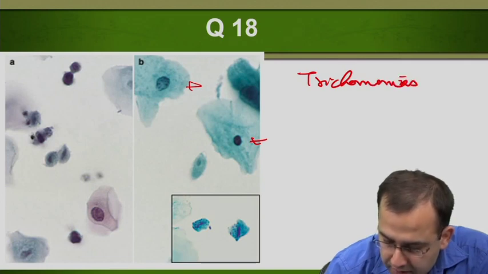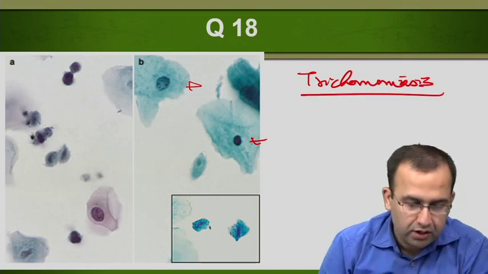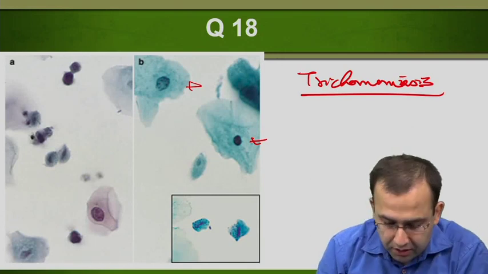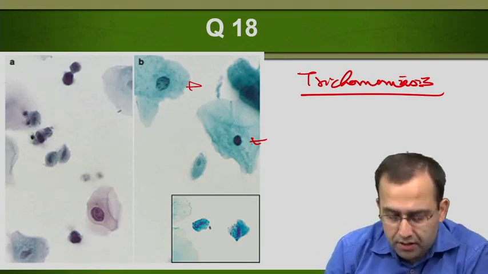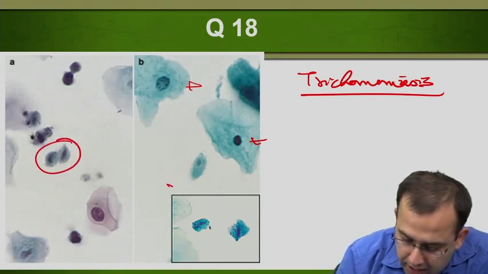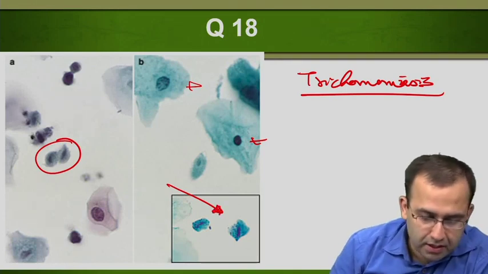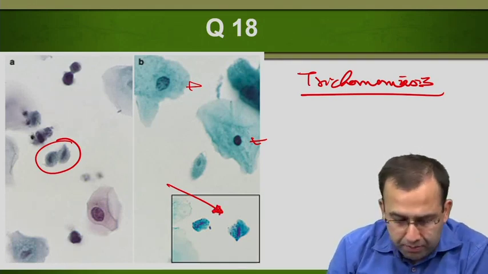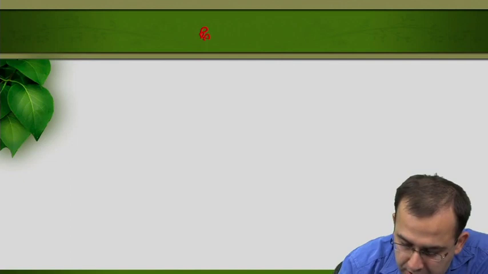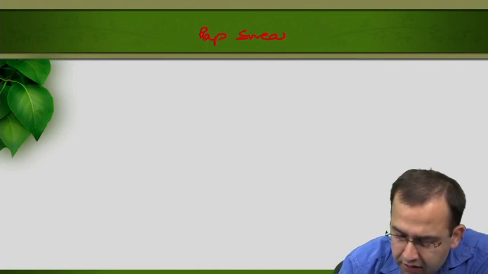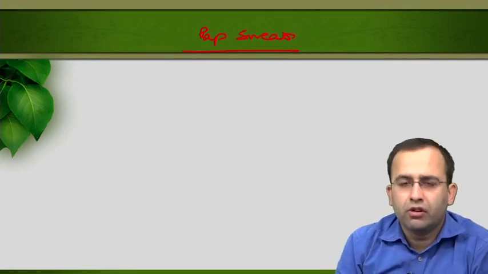Let us spend some time on pap smears. I am totally not satisfied with your pap smear thing. This is trichomoniasis. This is the pear-shaped organism, trichomoniasis. Pap smears, I need not even tell you that the fixative is 95% ethyl alcohol. All of you know that.